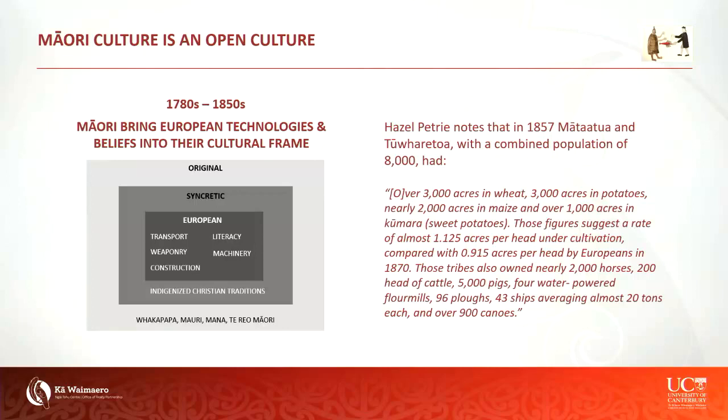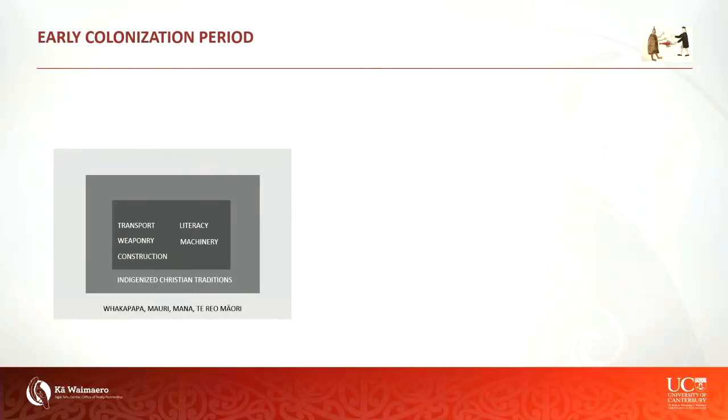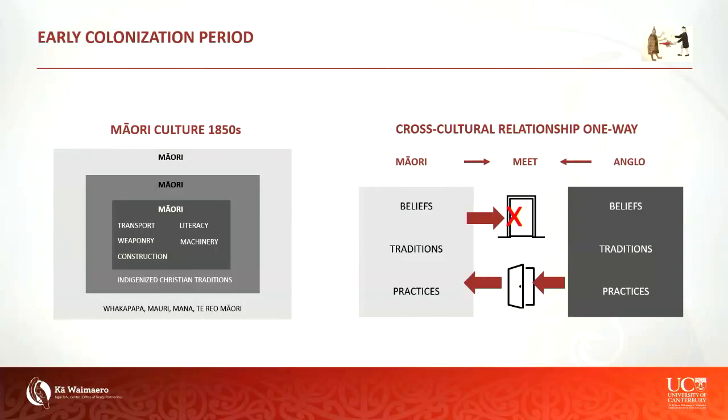However, we have this early colonization period. Just taking you back to the picture we had before, we had the original, syncretic and European elements. But by the 1850s, these had become Māori. They'd been brought into the culture and incorporated, and a new culture had formed by then. But what we also find with colonization is that the relationship was one way. We had Anglo beliefs and traditions flowing into Māori culture, but they weren't flowing back. It wasn't a cross-cultural relationship. There was some happening, but very little.